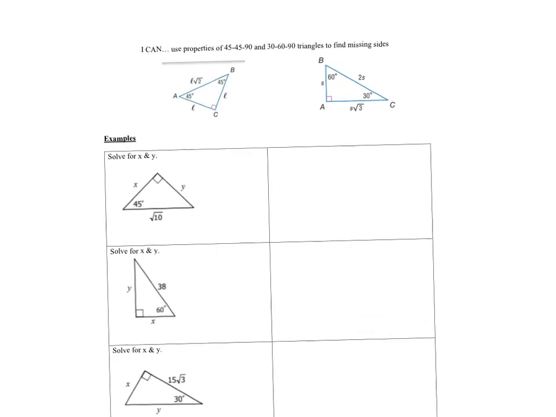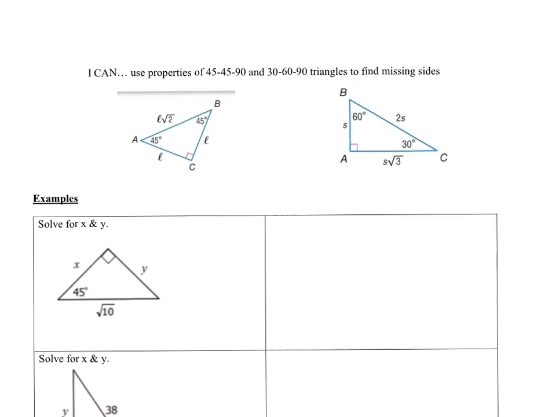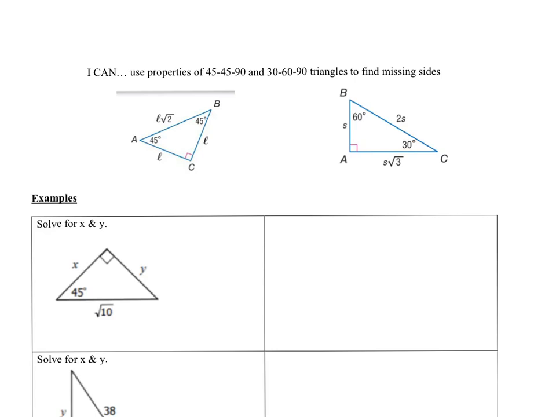Here we have our two special right triangles. They're very, very special to us. We love them. This first one is our 45, 45, 90. It is a right triangle with two congruent angles. Remember, if we have two angles that are congruent, that means we also have two sides that are congruent. So in this special right triangle, the two legs are congruent to each other. If one of my legs was 4, the other leg would be 4.